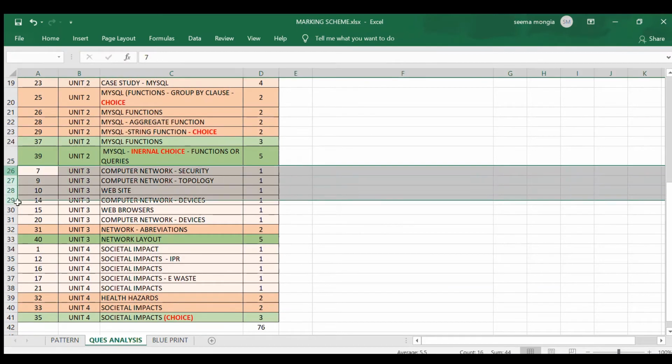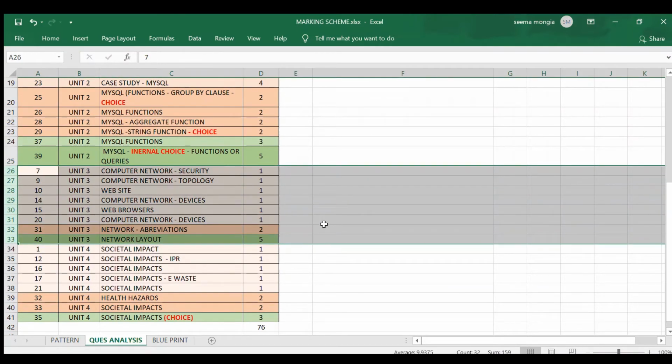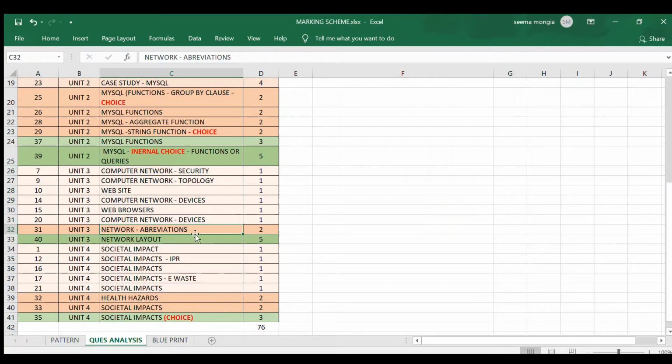When I talk about Unit 3, this is my Unit 3 complete, out of which the 5 marker question is from network layout. That is a compulsory question. Now, 1 question that will be included in your paper is a 2 marker question talking about abbreviations. And there are a lot of abbreviations in the computer network chapter, and out of these abbreviations, the full forms of 4 abbreviations will be asked to you, each having half mark weightage, and this 2 marker question is also surely expected in the paper.